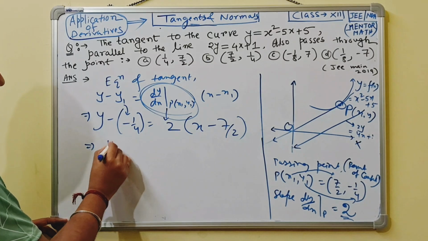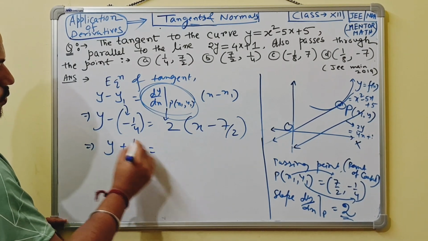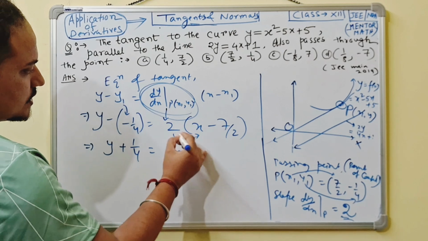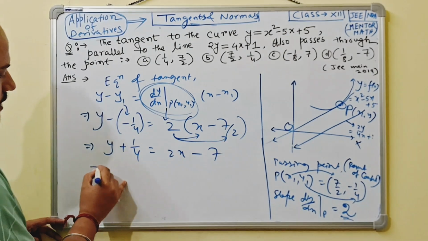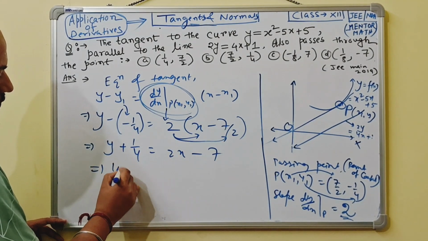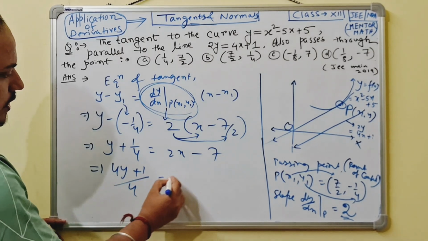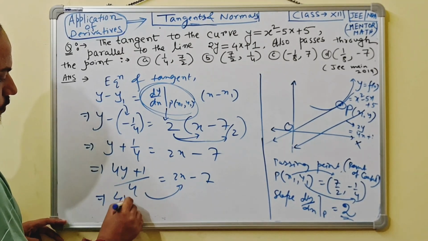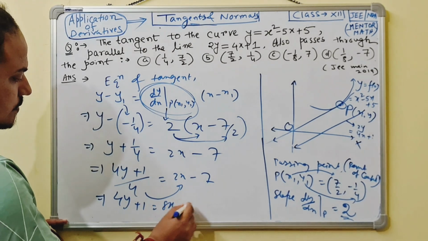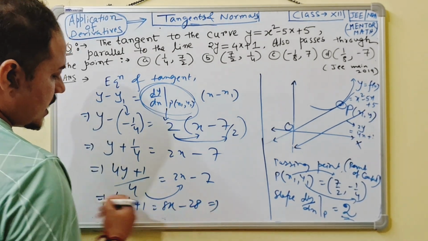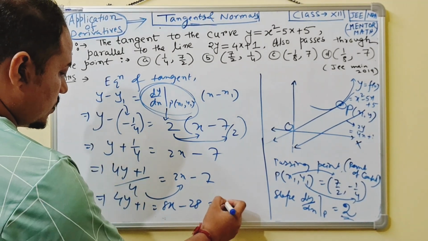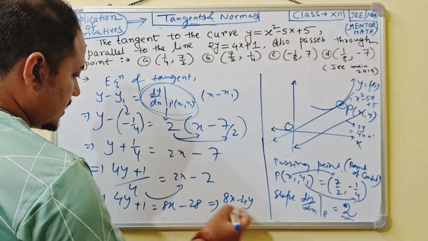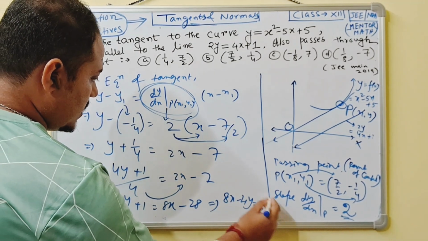Now calculate. You got the value (y plus 1) by 4, and you can multiply (2x minus 2) into 7 by 2, you got 7. So that you got the LCM: (4y plus 1) by 4 equal to 2x minus 7. So cross multiply, so you got 4y plus 1 is equal to 8x minus 28, and you can write it that way also, 8x minus 4y is equal to 29.